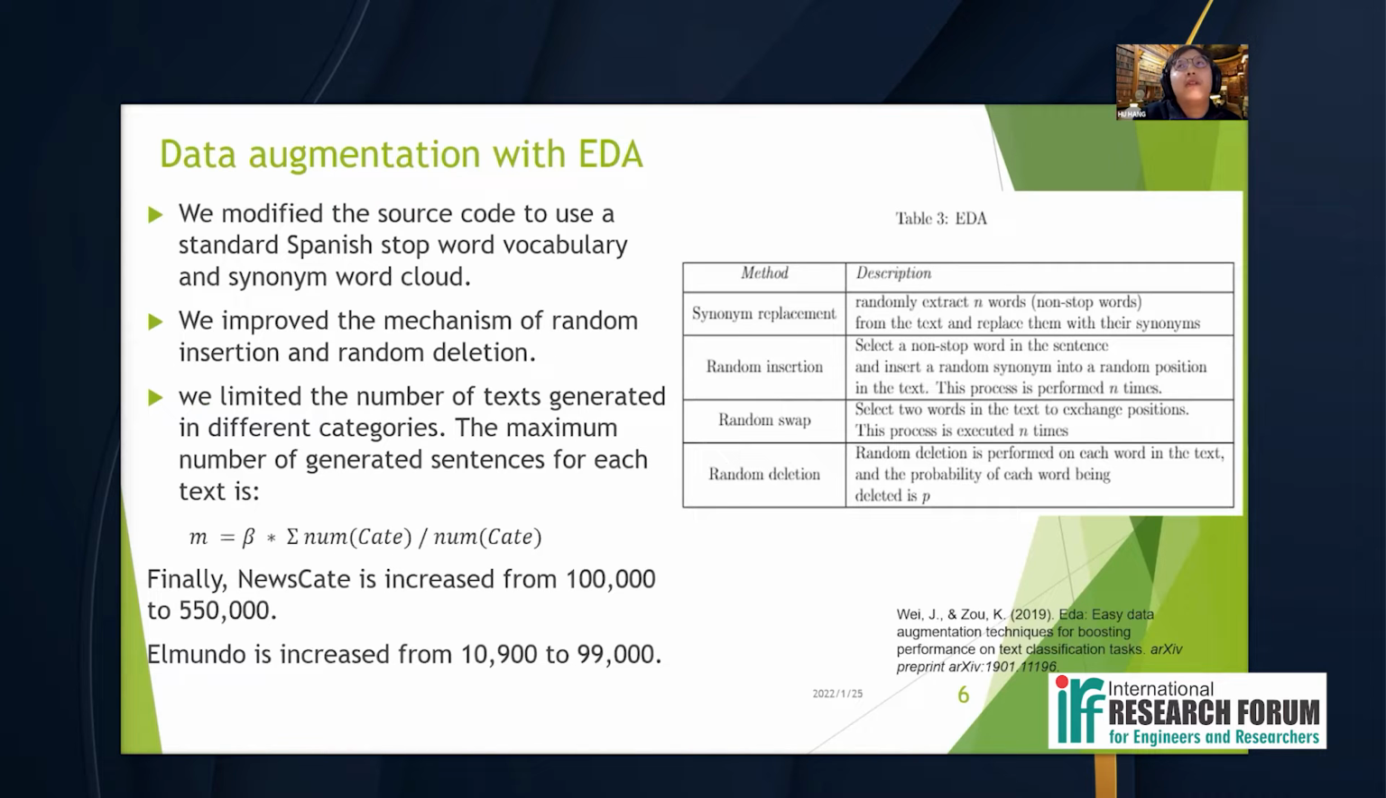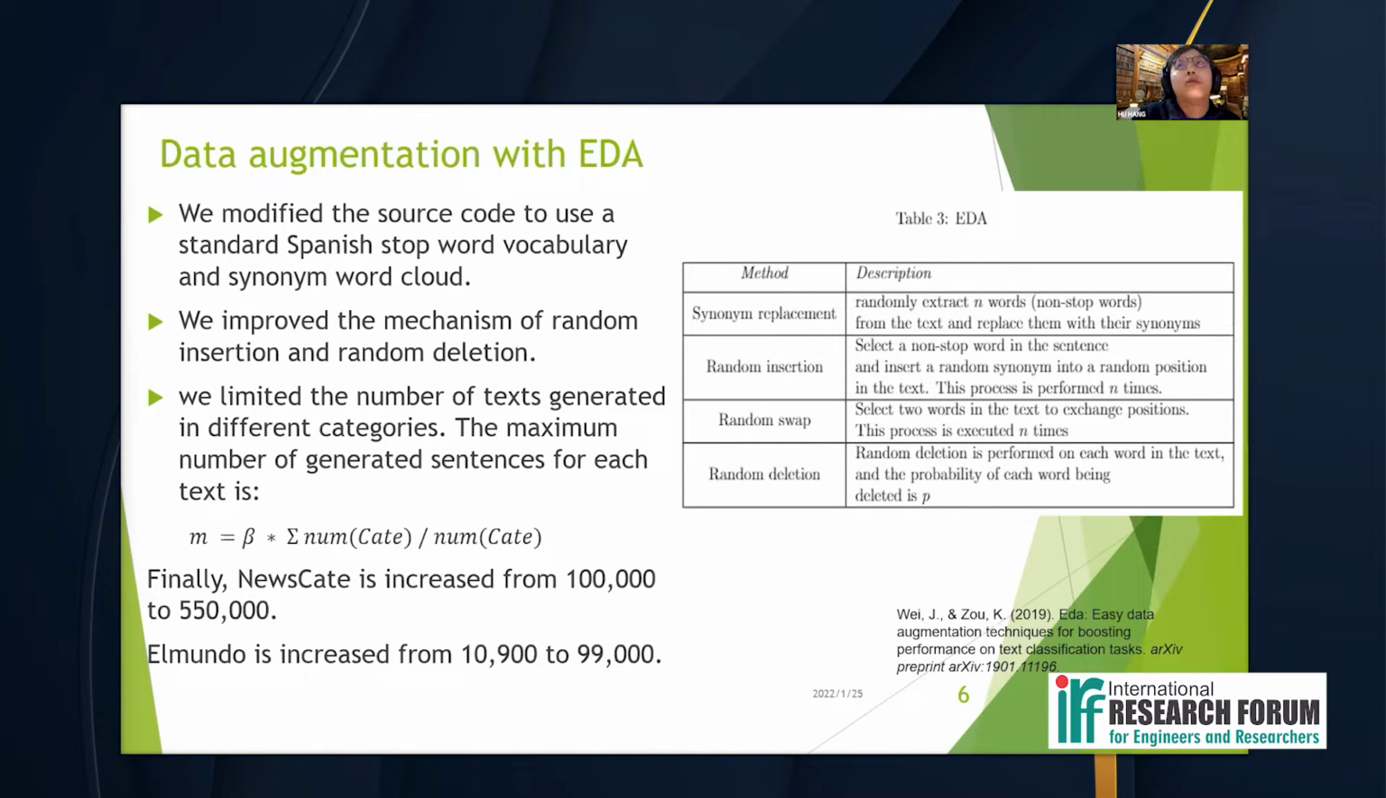Because we find BERT is such a huge model and we have a limited volume in both datasets, we apply data augmentation on both datasets with the EDA method, which was published in 2019. It provides four simple but effective ways to augment data: synonym replacement, random insertion, random swap, and random deletion. Because this was originally used on English data, we make three improvements on it.